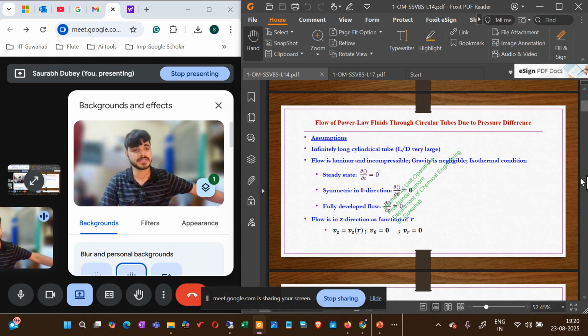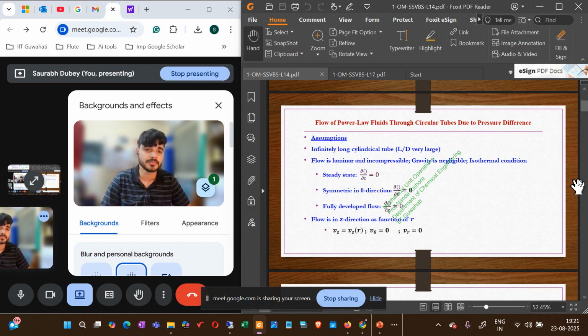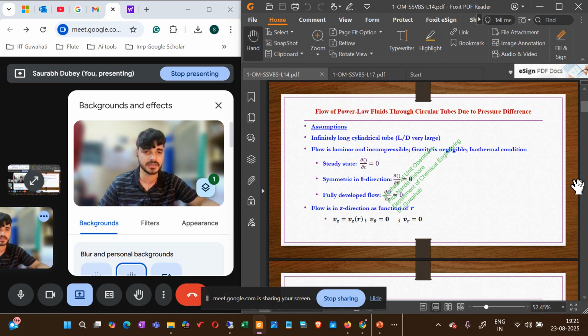These three will come into the picture once you are able to derive the standard expressions for power law fluids, right? So the basic assumptions are an infinitely long cylindrical tube, as I have already said, and the flow is laminar and incompressible. Gravity is not considered, and an isothermal condition has been employed, right? Steady state, so any time derivatives go to zero. So it is an equilibrium state. Then you are talking about symmetry in the theta direction, so it is axisymmetric in nature. Fully developed flow, so any properties with respect to z, theta and time, you are putting to zero. So the flow is in the z direction as a function of r, right? So vz will exist, which is a function of r, and v theta and vr you are taking to be zero, to keep things simplified.